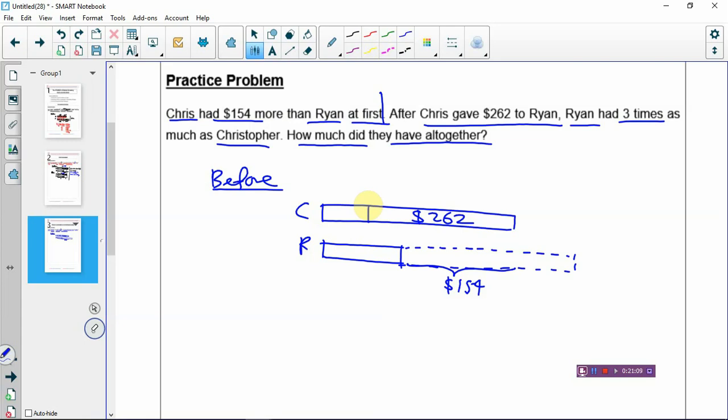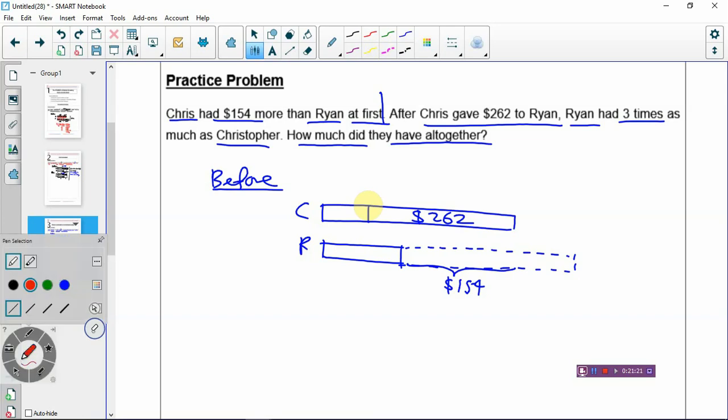Right, the arrow sign for 154. Why? Because your 262 is bigger than 154. So the rectangle must be longer than what? Your rectangle that you draw, which is the dotted box, must be longer than the arrow sign that you indicated just now. Okay? Alright, so that is your before model.